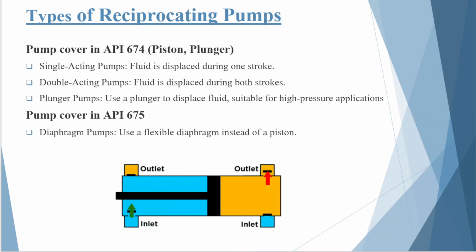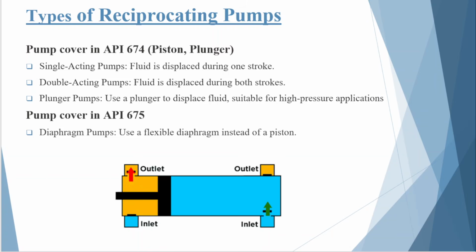Next is the plunger pump. Instead of a piston sliding with sealing rings inside the cylinder, a plunger moves through stationary packing. This arrangement allows much higher operating pressures because the sealing system experiences less wear. Plunger pumps are extensively used in refinery services, offshore platforms, high-pressure cleaning systems, and chemical injection packages. Most of these pumps are designed according to API 674, which is the international standard for reciprocating positive displacement pumps.